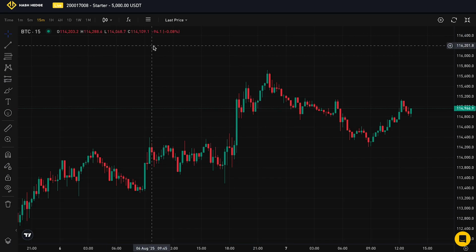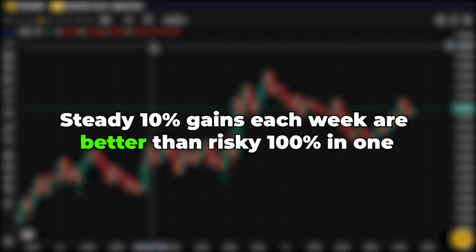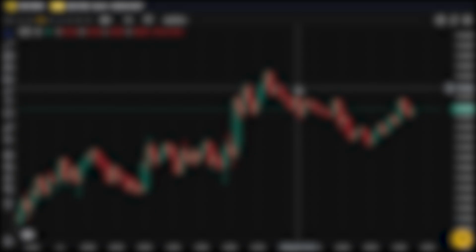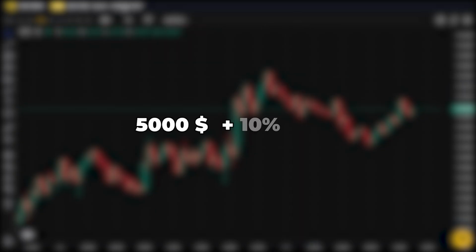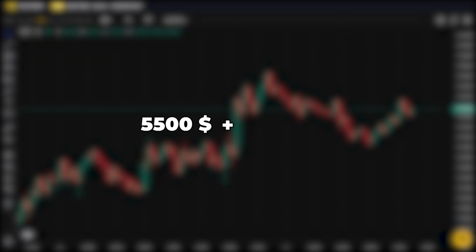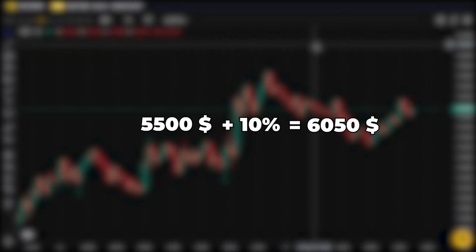And rather than getting a notional 100% profit in a week at high risk, you're better off getting 10% each week, but doing it consistently. In that case, let's say we start with $5,000 and we want to grow that deposit. If we get 10% in the first week, that's already $5,500. The next week, we'll get the new 10%, not from $5,000, but from $5,500, and so on.